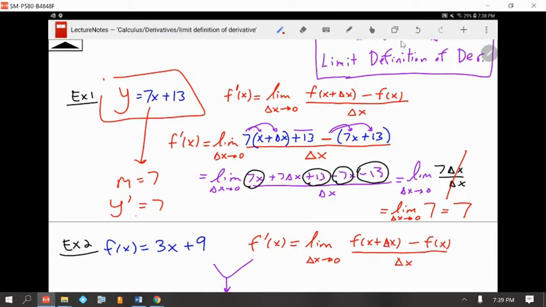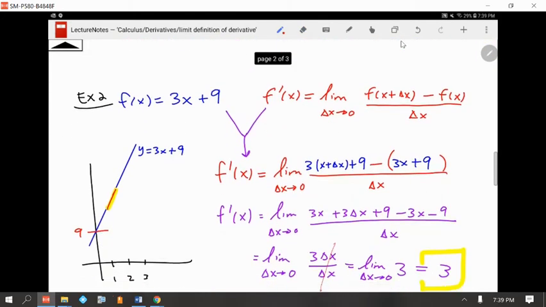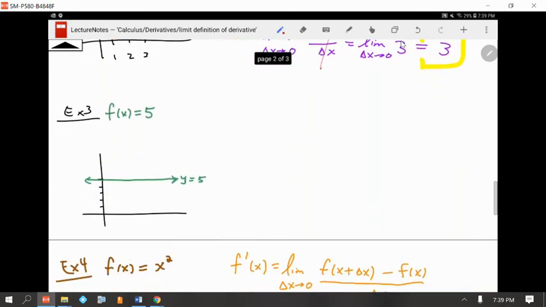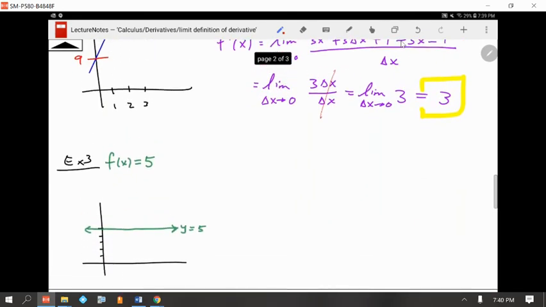The derivative of y is y prime. The derivative of 7x plus 13 is 7. Okay? It's about slope. So if I went to a whole other example that dealt with slope, this one. I have 2 more problems and I want to be done.